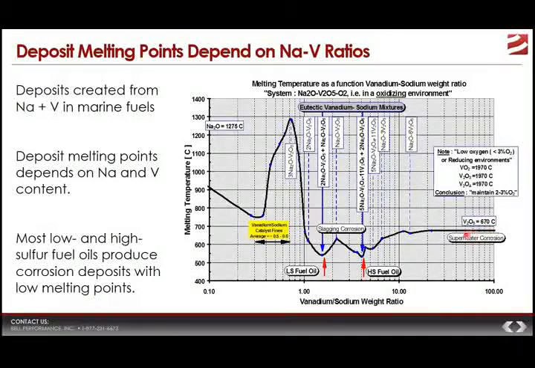Now, that's all you really need to know about this. The big takeaway is that both low sulfur fuel oils and high sulfur fuel oils produce these kinds of corrosive deposits that have low melting points and directly contribute to these corrosive issues.